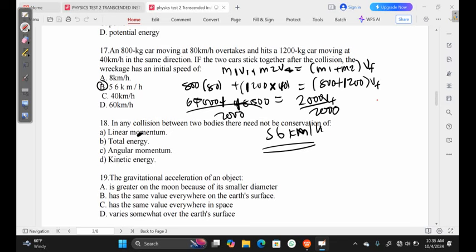Question 18. In any collision between two bodies, there need not be conservation of what? Now, any collision can mean elastic or inelastic. So angular momentum is always conserved when we talk about rotational work energy and momentum. Total energy is always conserved. Linear momentum is always conserved. But kinetic energy is not conserved in inelastic collision, but is conserved in elastic. So there is no need of conservation of what? Kinetic energy. So that's the answer.